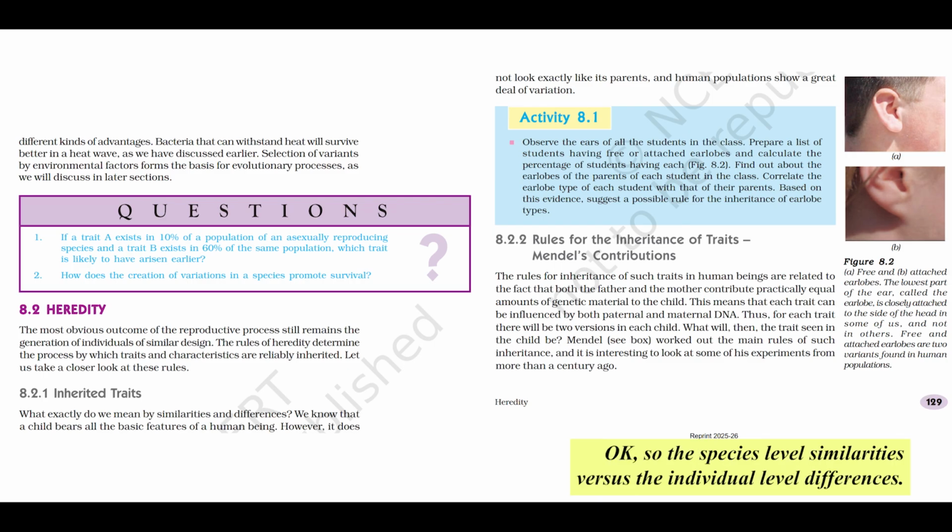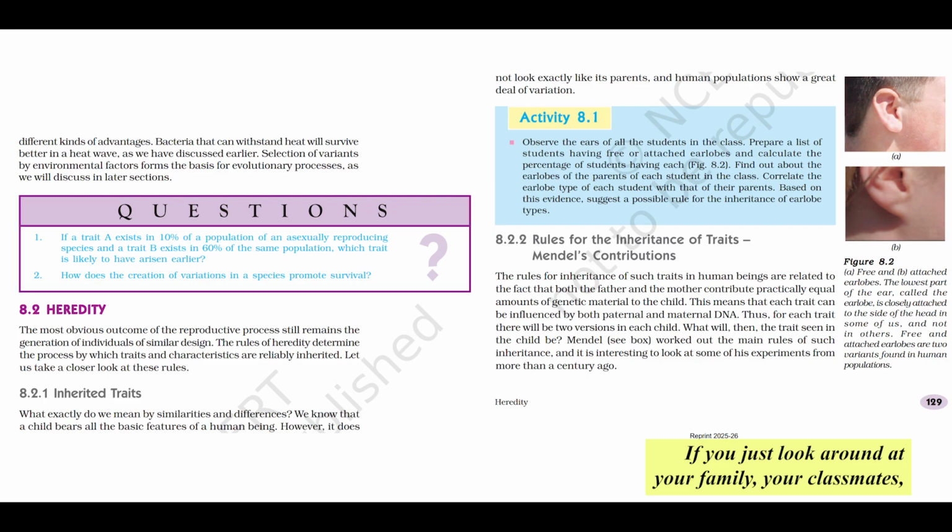Okay, so the species-level similarities versus the individual-level differences. That makes sense. I remember Activity 8.1 in the textbook uses earlobe, something simple, to demonstrate this. How can such an ordinary feature help us understand inheritance? It might seem simple, but the earlobe trait is actually a brilliant example. It's easily observable and nicely demonstrates basic Mendelian inheritance in humans.